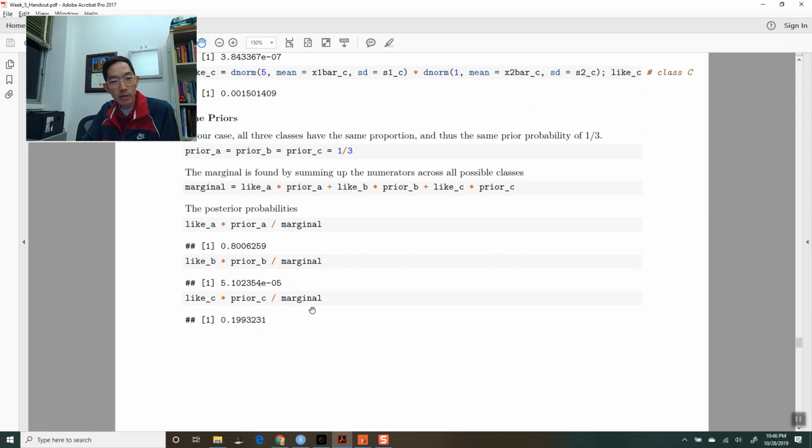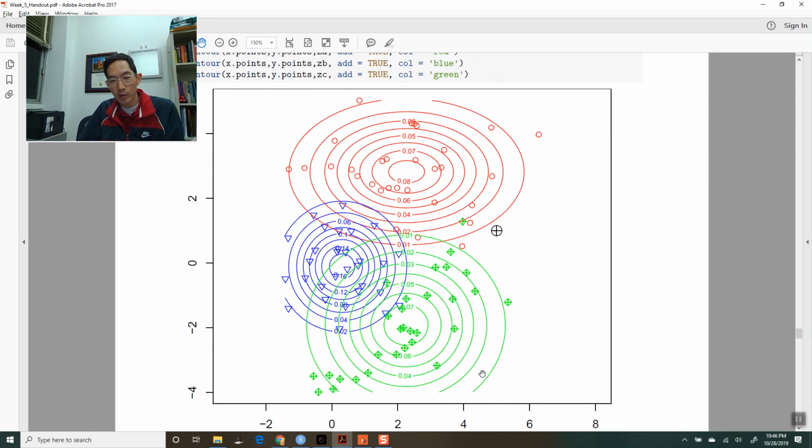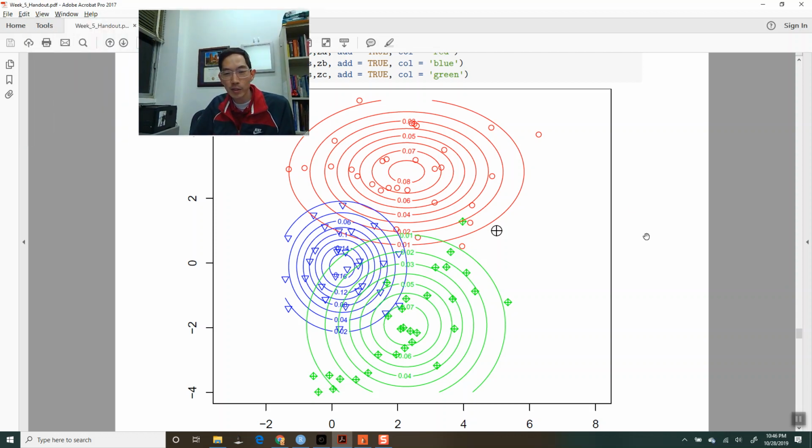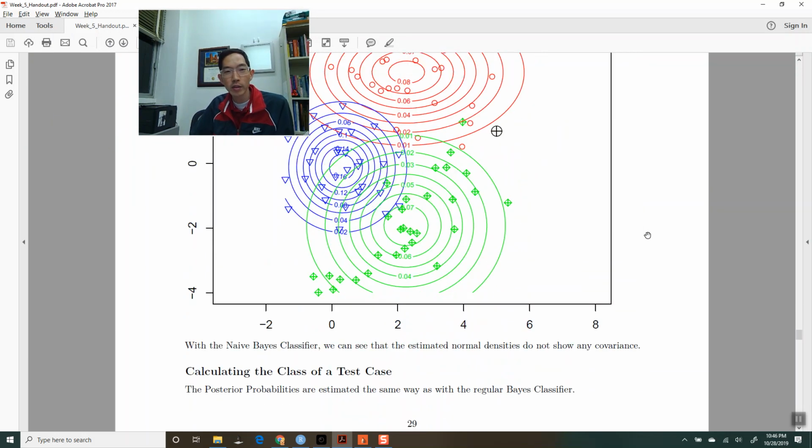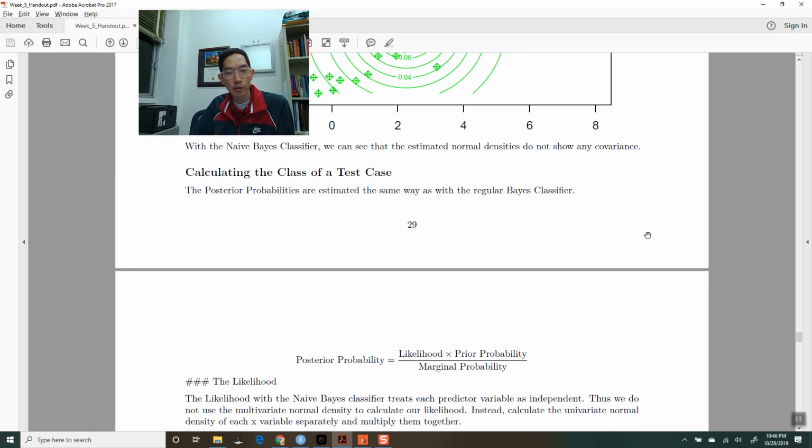So our values are a bit off here, and it stems from the fact that we're estimating no covariance in the green case here. Don't let that turn you off from the naive Bayes classifier. This is kind of an extreme case. If you try out the naive Bayes classifier in many other situations, it actually has very, very good performance.